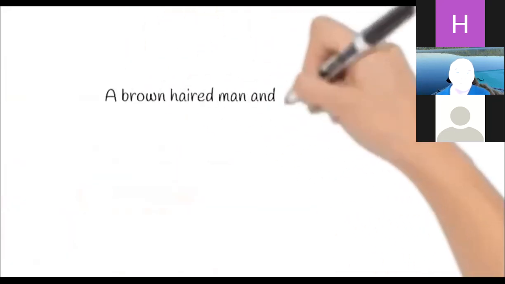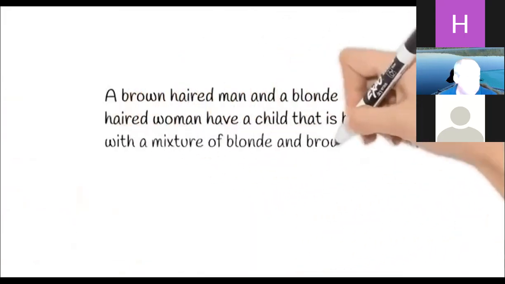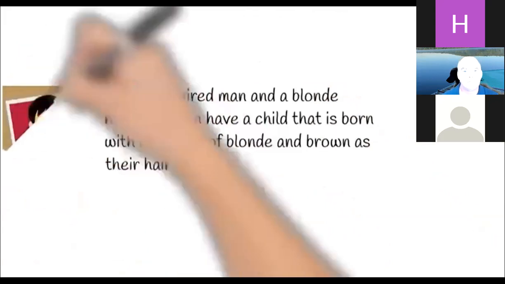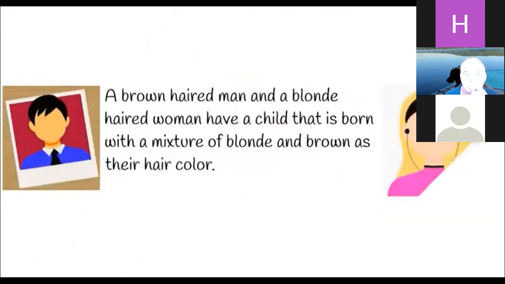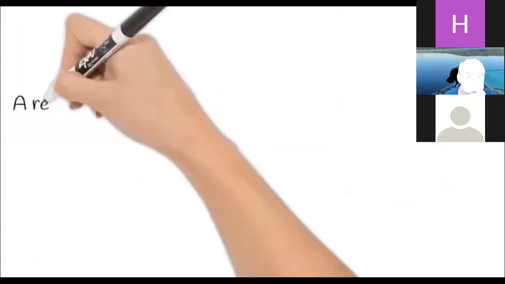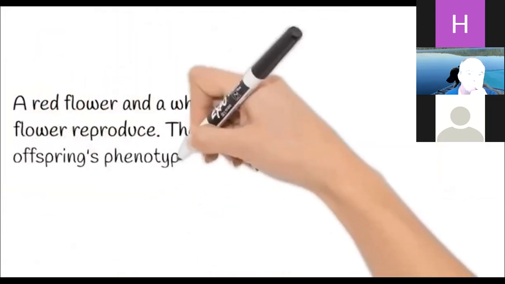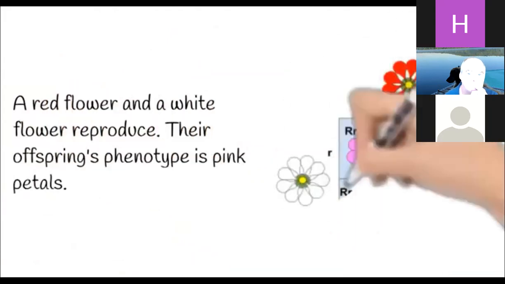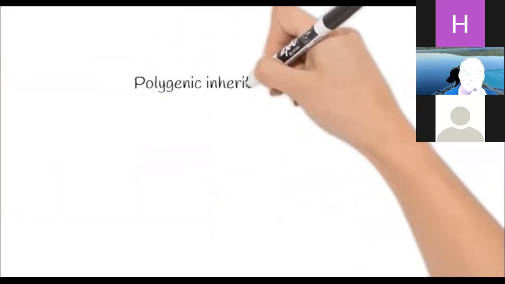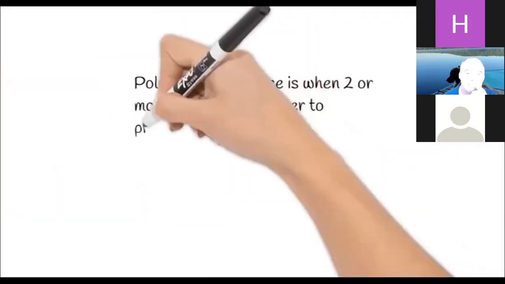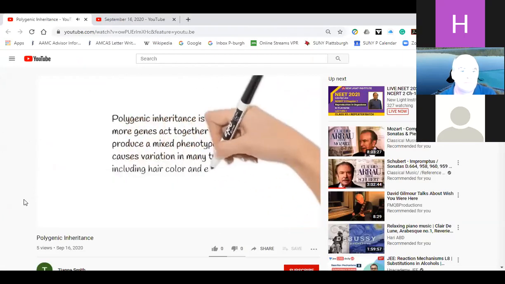For example, a brown-haired man and a blonde-haired woman have a child that is born with a mixture of blonde and brown as their hair color. This is the gene for blonde hair and the gene for brown hair combining to give the child a mixed phenotype. Another example is a red flower and a white flower reproducing. Their offspring's phenotype is pink petals. This is due to the red gene and the white gene combining. In summary, polygenic inheritance is when two or more genes act together to produce a mixed phenotype. This causes variation in many traits, including hair color and eye color.